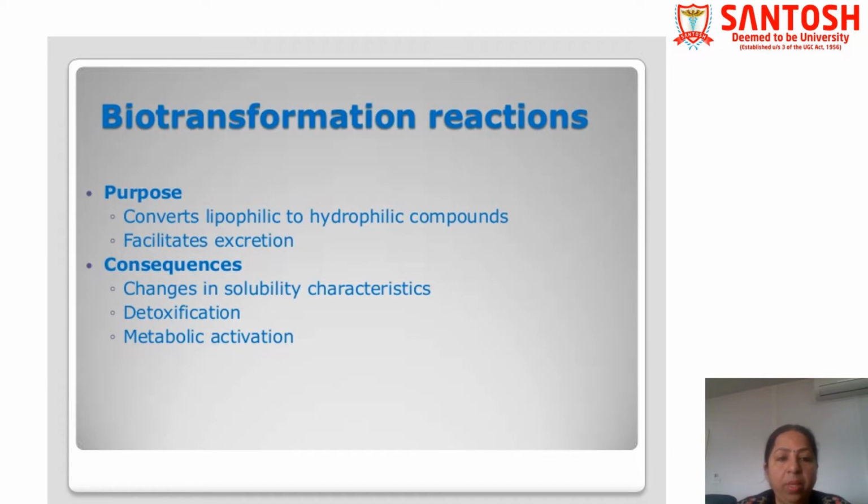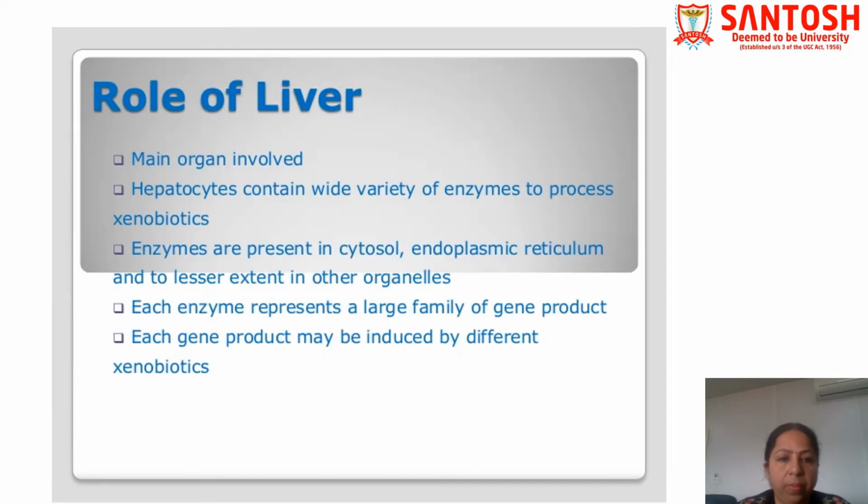Biotransformation reaction. The purpose of the reaction is only to convert lipophilic to hydrophilic compounds and facilitate excretion. Consequences: change in solubility characteristics, detoxification, metabolic activation. The main organ involved in all these xenobiotic reactions, especially phase 1, is the liver. The liver contains enzymes concerned with phase 1 biotransformation. Hepatocytes contain a wide variety of enzymes to process xenobiotics. Enzymes are present in cytosol, endoplasmic reticulum, and to a lesser extent in other organelles. Each enzyme represents a large family of gene products. Each gene product may be induced by different xenobiotics.